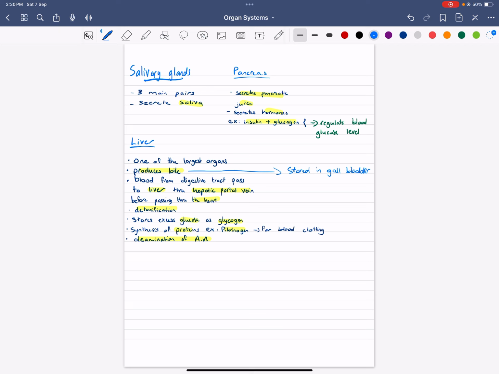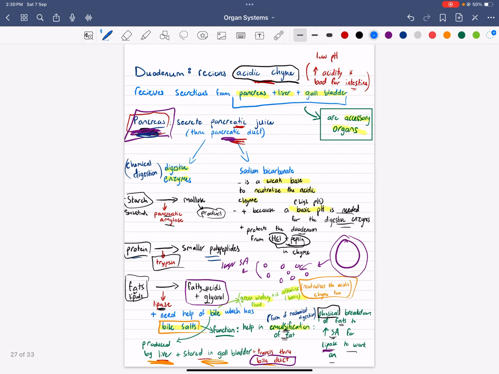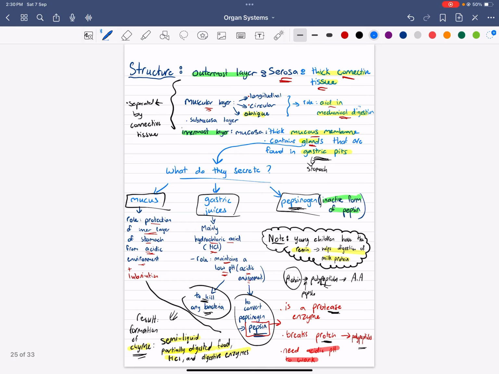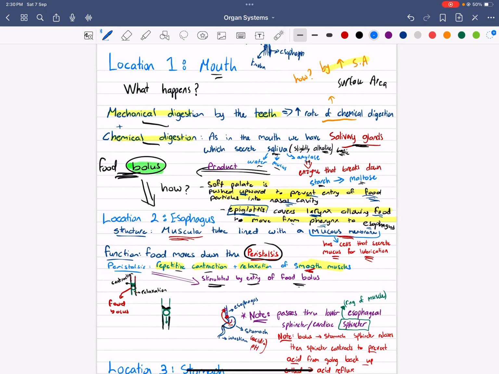So first we said salivary glands, found in the mouth, and we have three main pairs, and they secrete saliva. Remember, saliva we said contains mucus, amylase. As we mentioned here, let me show it to you guys. We said saliva contains water, mucus, and amylase. Okay?